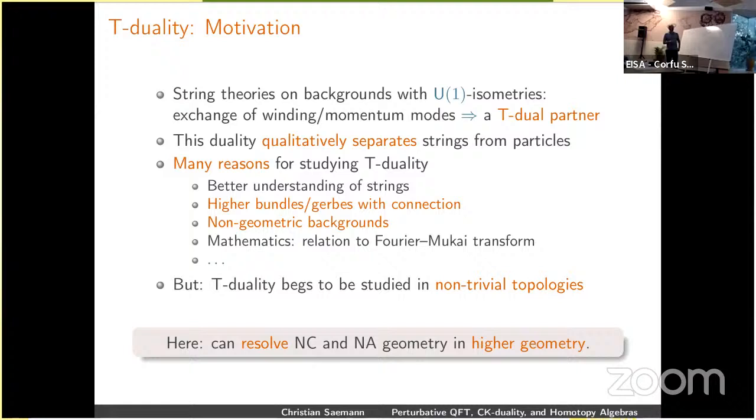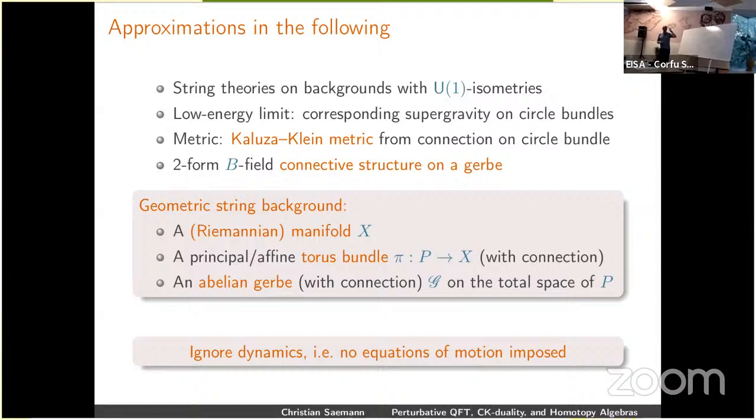The important thing is that T-duality, because of these U1 isometries, really needs to be studied on non-trivial topologies, and that automatically involves studying principal bundles instead of just trivial fibrations. Okay, so I will make a couple of approximations. I won't do string theory, I won't even do supergravity, but I'll do the following. So we said that we need to look at string theories on backgrounds with U1 isometries. If you take the low energy limit, then you get supergravities on certain circle bundles. That's a little bit of a reduction, right?